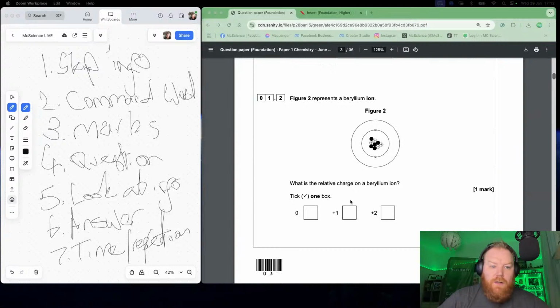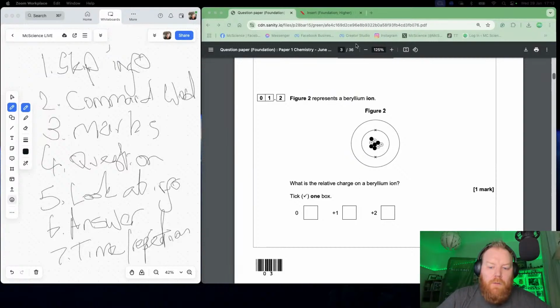Now what we would do is move on to our next question. Again, just like before, we go straight to where the command word is, which again is a what. Following our process, our mark is the next thing, so it is just one mark. Then we look at the question: what is the relative charge, sorry, not relevant, relative charge of a beryllium ion?